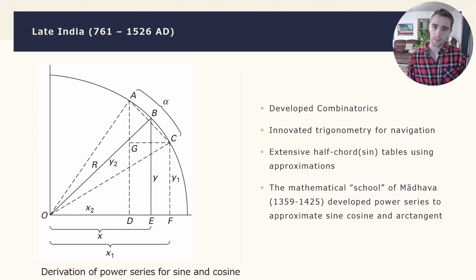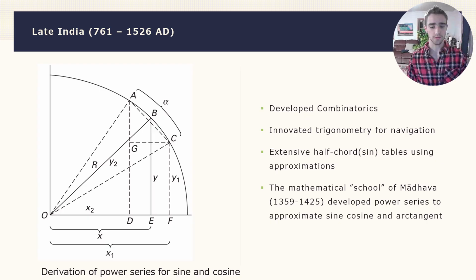The Indians primarily used half chords over Ptolemy's whole chord, and the more modern term for half chord is sine. They filled out extensive tables using various methods of approximation, such as the half angle formula. The most accurate value for approximation was the power series that was developed by the mathematical school of Madhava.